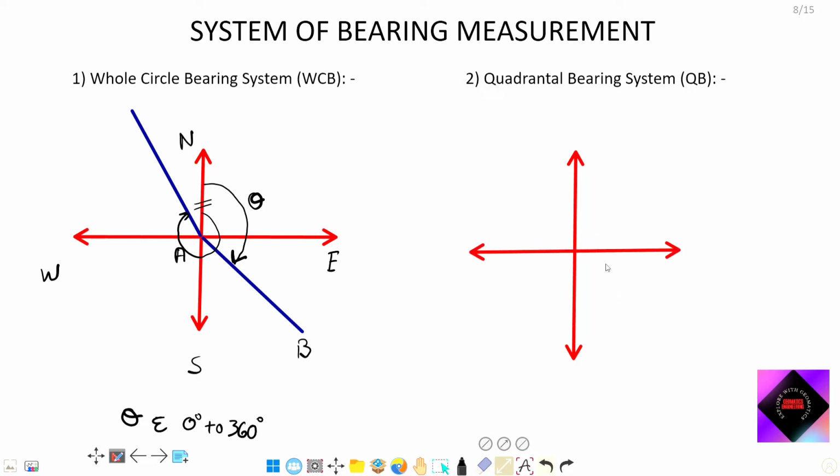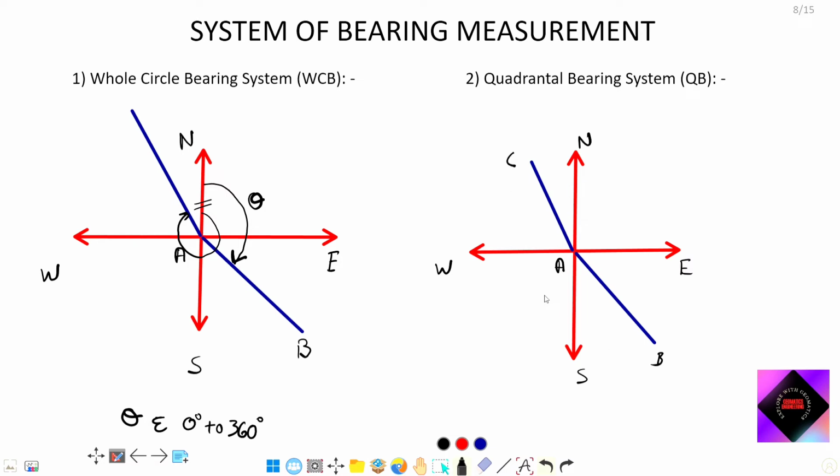For example, this is our north, south, east, west. In this case of measurement, quadrantal bearing, for example, this is our line 1, AB, and this is our next line, for example AC. Okay, this is our line A, B and C. We have to measure the bearings.